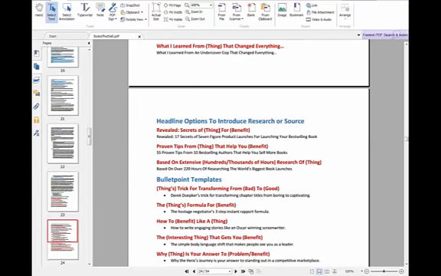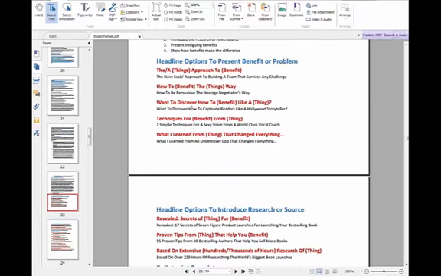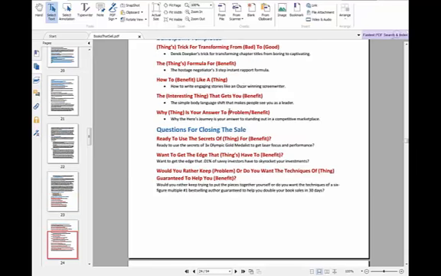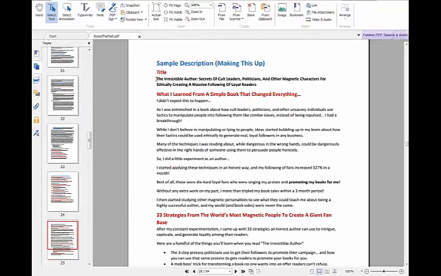the secrets of the blank for blank strategy there. Want to discover how, like a thing. So want to captivate readers like a Hollywood storyteller, for instance. So you're making a comparison between two different worlds. And then you'll see an example of my book, The Irresistible Author, Secrets of Cult Leaders, Politicians, and Other Magnetic Characters for Ethically Creating a Massive Following of Loyal Readers.